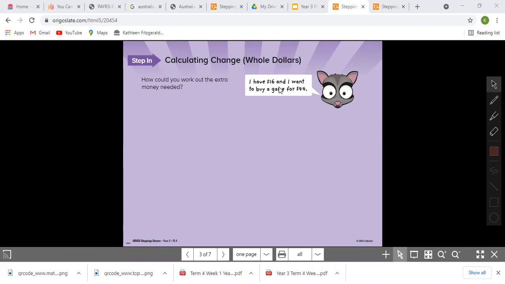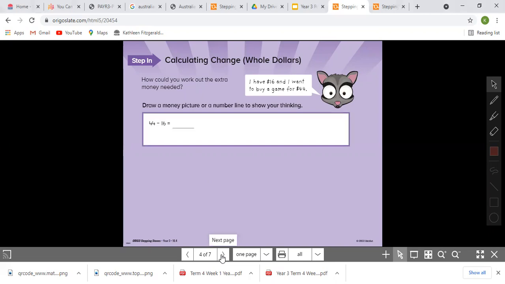I have $16 and I want to buy a game for $44. Okay, so he doesn't have enough money. The game's going to cost $44, but he's only got $16. How could you work out the extra money needed? There's a couple of ways we can do this. We could do it as a number sentence, 44 minus 16, okay?